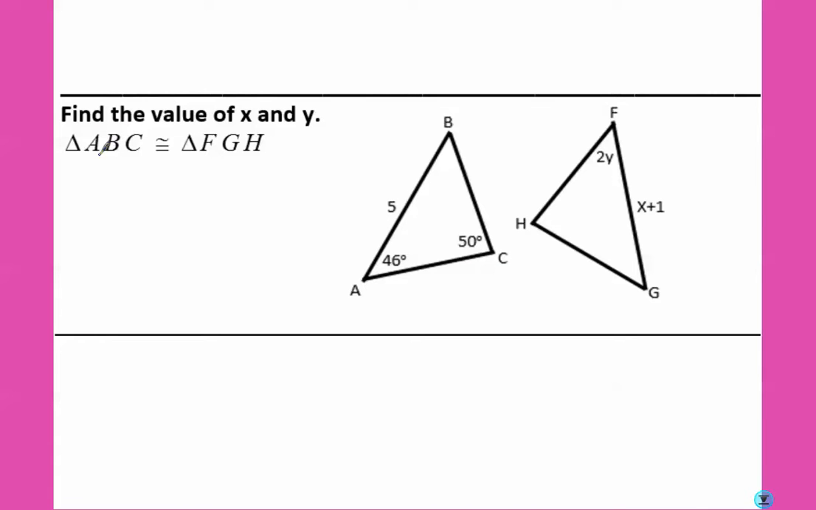This time, we're given that triangle ABC is congruent to triangle FGH, and they want us to find the value of x and y. So x is over here on side FG. FG are the first two letters in our triangle congruence statement. So that means that FG has to be congruent to AB, which we know is 5. So x plus 1 must equal 5. So if we solve that, x must equal 4.